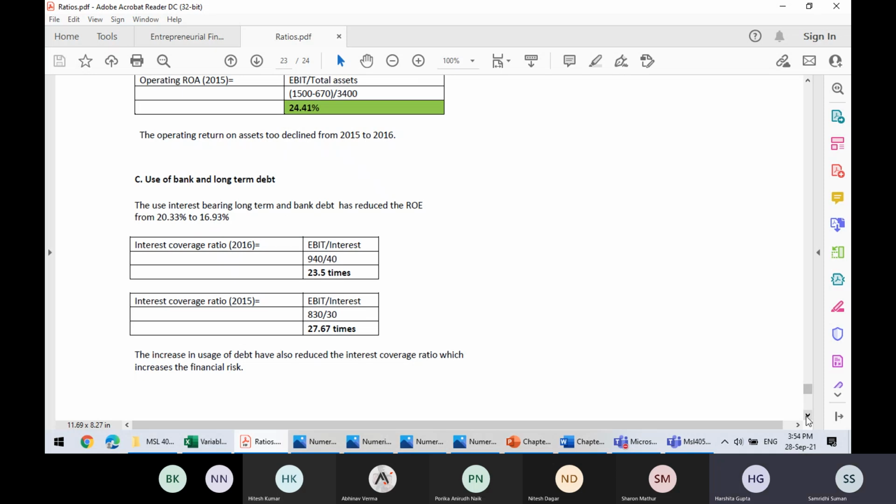And I think we have covered the numericals, right? Is there any doubt anywhere that you don't understand? Ma'am, can you explain the significance of the interest coverage ratio?